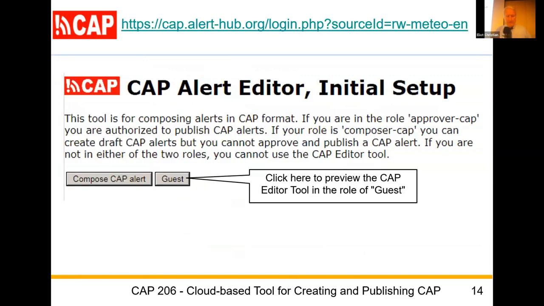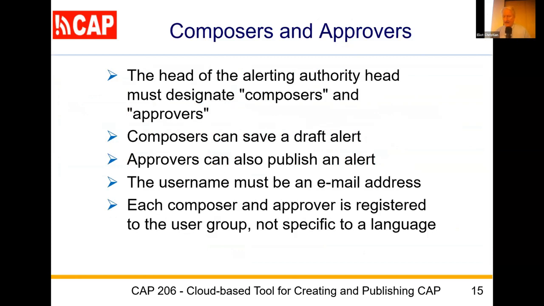I mentioned anyone can preview the CAP editor tool at any alerting authority by simply entering as guest, although the guest user cannot save a draft alert and cannot publish an alert. Those actions require a password. That password is set only when the alerting authority head designates the persons who are allowed to perform those actions. In the CAP editor tool, the authorized users are either composers or approvers. An approver is simply a composer who also has that one additional function, publish the alert.